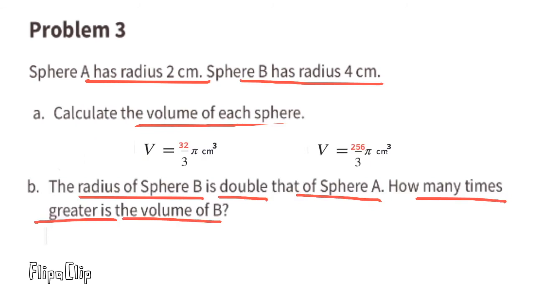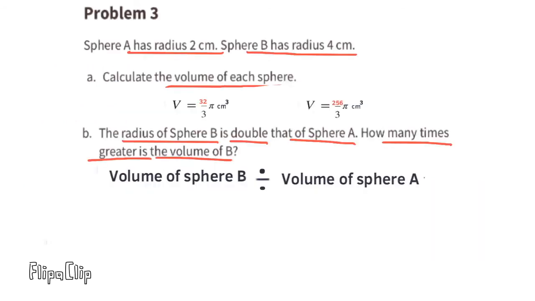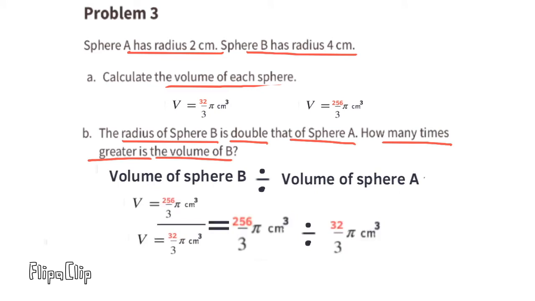B. The radius of sphere B is double that of sphere A. How many times greater is the volume of sphere B? The volume of sphere B divided by the volume of sphere A. Remember, when we're dividing fractions, we're really multiplying by the reciprocal of the second fraction.